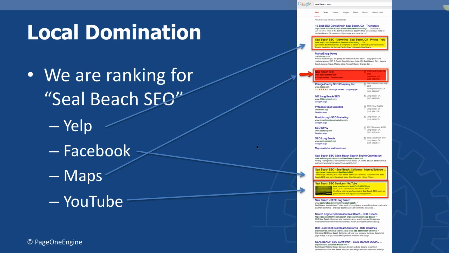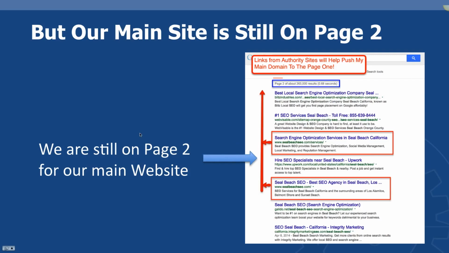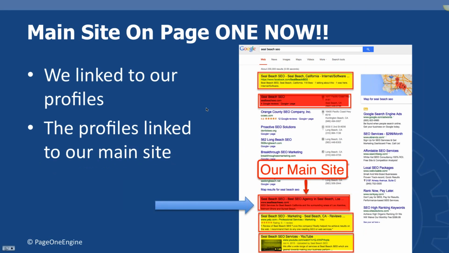The Yelp was up there. The site was in the maps. The Facebook was actually down a little bit lower, and YouTube was down a little bit lower. So all of those were ranking without any links. And here we are. We were still on page two, and it looked like we were 11, 12, 13, and then 15, on page two.